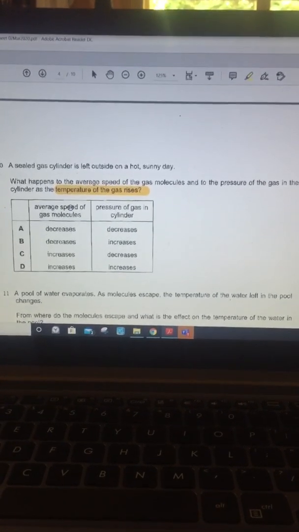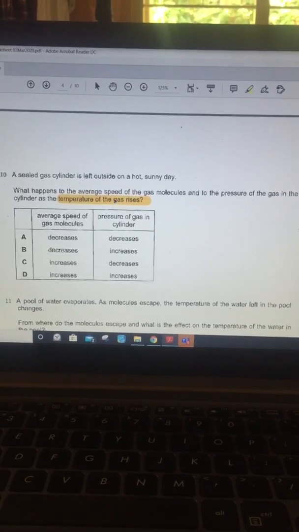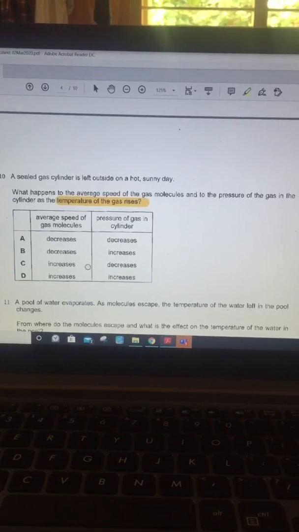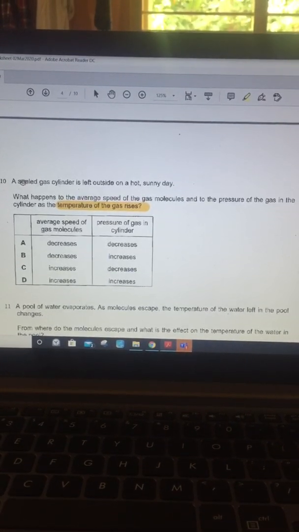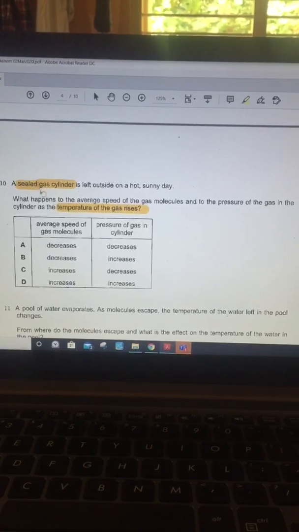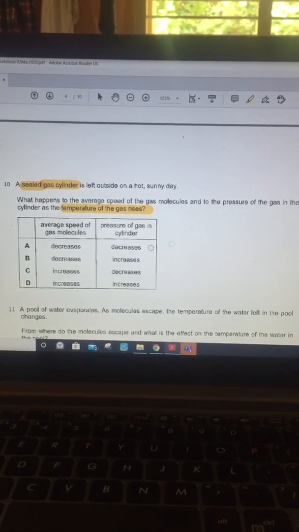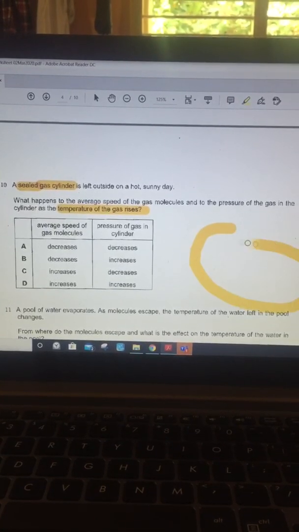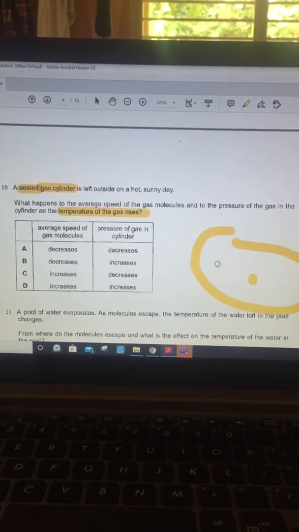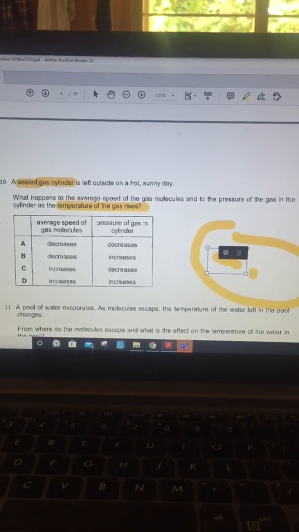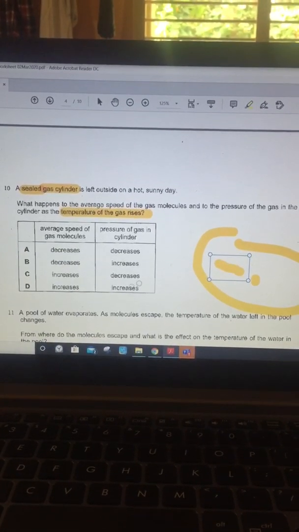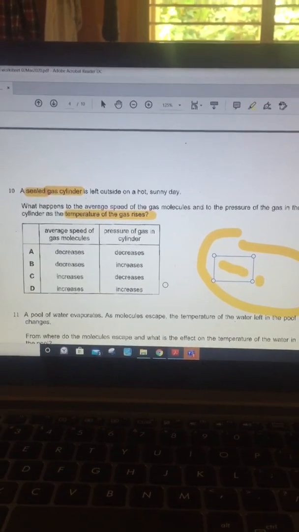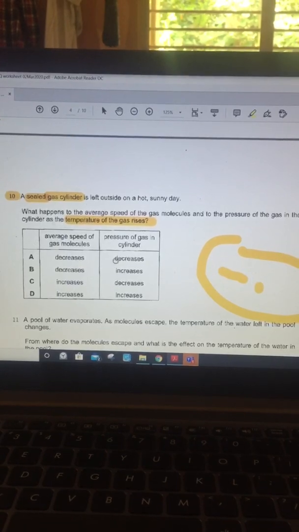Average speed will increase because the temperature is increasing, and because the speed is increasing, it's going to travel faster. The volume is constant. It's a sealed gas container, so it's going to travel faster, but the distance it should travel remains the same. The volume of the container remains the same. So if it's a particle, it travels faster, which means that it's going to collide more number of times in a given time, which means the pressure should also increase. So answer to question number 10 is D.